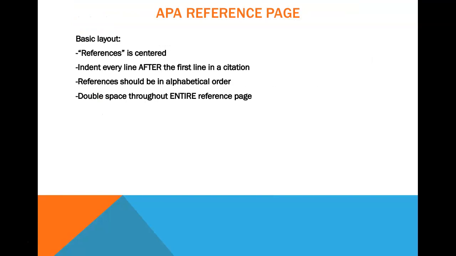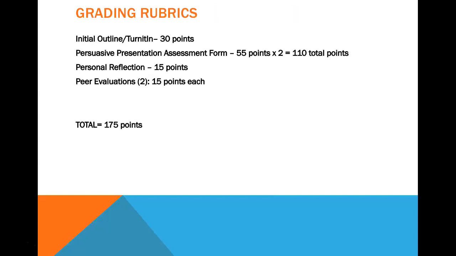Okay, so the APA reference page, and I don't think I've mentioned this yet, I will have 2 different sample outlines for you, just like I did for the demonstration speech, so you can see how this is going to be pulled all together. References is centered with the R capitalized. You indent every line after the first line in the citation. References should be in alphabetical order, and you're going to double space throughout the entire reference page. You're not going to double space your outline, just your reference page.